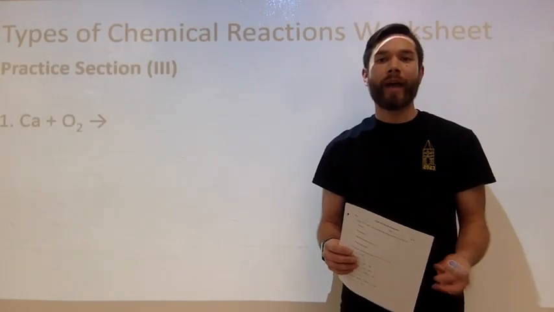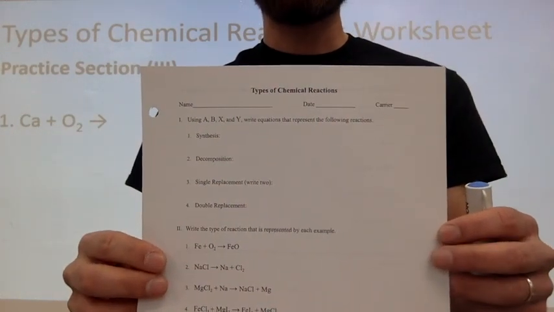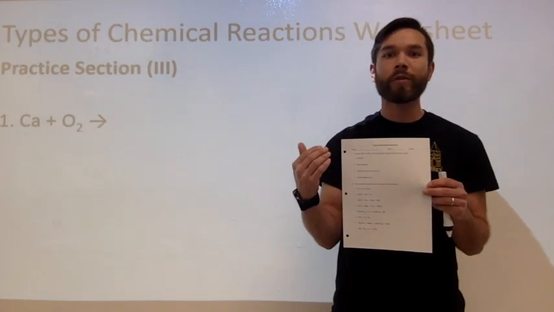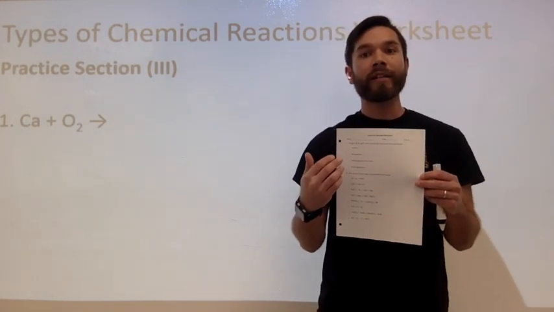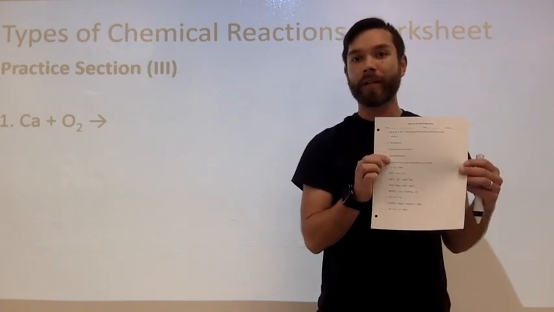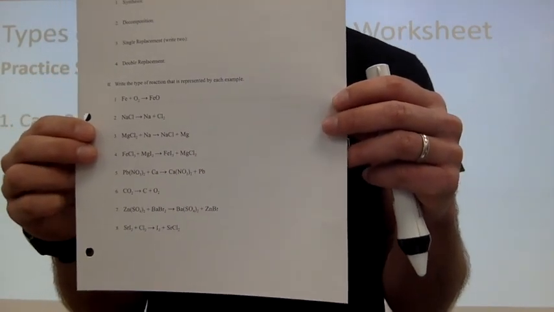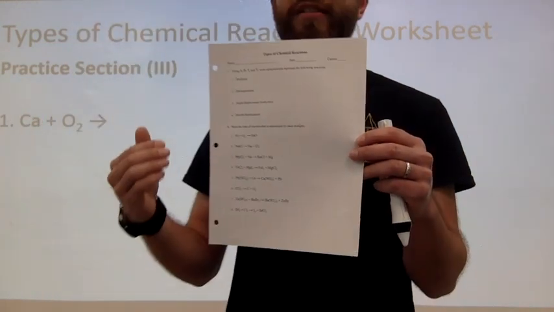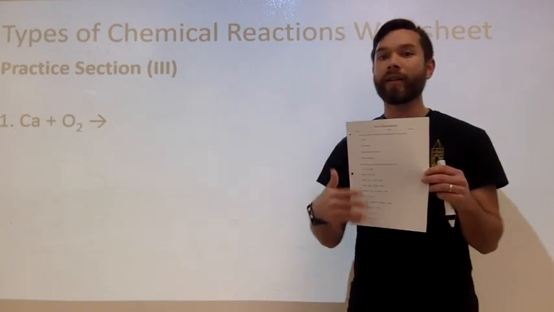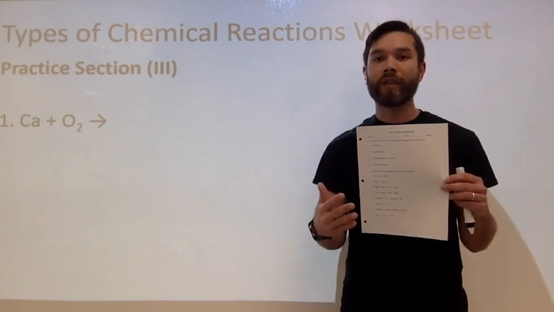So now it's time to do a little practice together. In a moment, you're going to be getting this worksheet here, the types of chemical reactions worksheet. And as you can see, the top part I think is going to be really easy for you. Just from your notes, use those A, B, X, and Y variables to show me a little bit about what synthesis, decomposition, single replacement, and double replacement look like. In section number two, they're going to give you the whole formula, and what you're going to do is identify whether it's synthesis, decomposition, single replacement, or double replacement. So I think the first part of this worksheet should go really smoothly for you. Look back in your notes, rewatch this video if you need to.